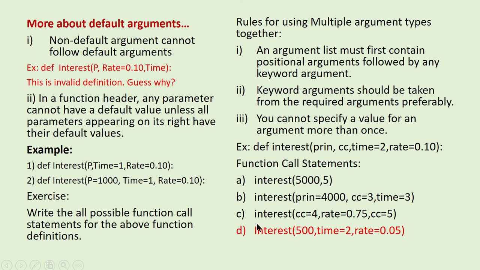It is invalid not only because of the I, but also because the CC value is missing. Time and rate are default parameters, so even if you do not specify the values, there won't be any problem. However, here there is no value for CC, so this call statement becomes invalid. Please follow these rules while you are planning to use different types of arguments in your function.